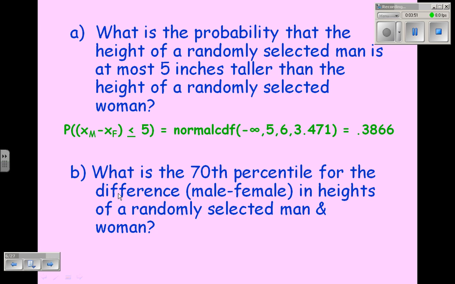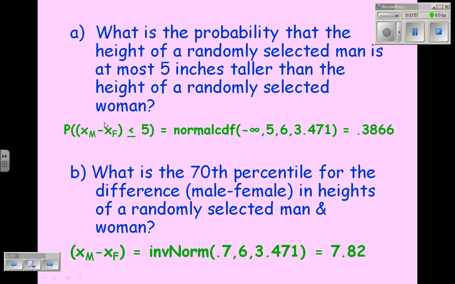What's the 70th percentile for the difference in heights of a randomly selected man and woman? When you're being asked a question about 70th percentiles, then we're doing an inverse norm. So we would use inverse norm to help us figure that out. The area is 0.7, again a mean of 6 and a standard deviation of 3.471, and we would get a 7.82 difference for the 70th percentile.